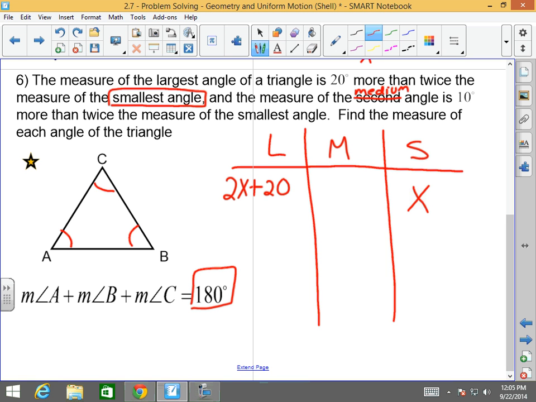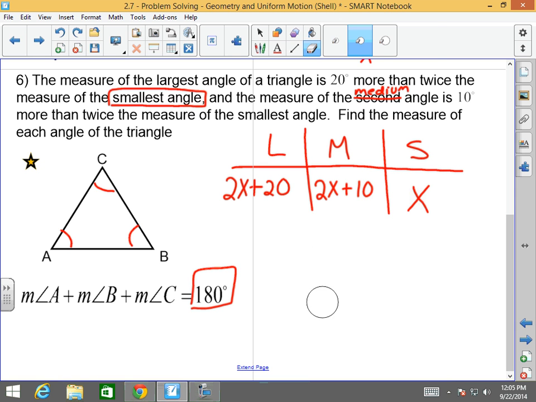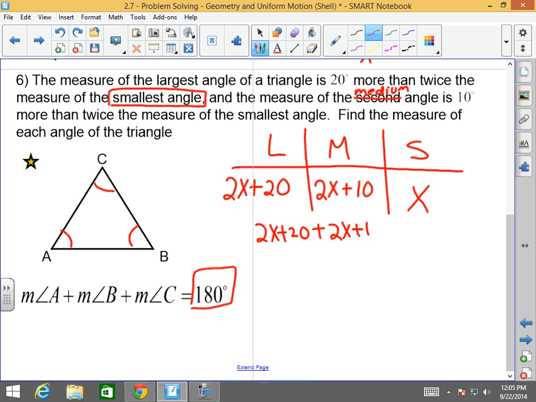The measure of the medium angle is 10 degrees more than twice the measure of the smallest angle. So 2x plus 10. And now it's Mickey Mouse at this point. Why is it Mickey Mouse? Because the large angle plus the medium angle plus the small angle must equal 180 degrees.